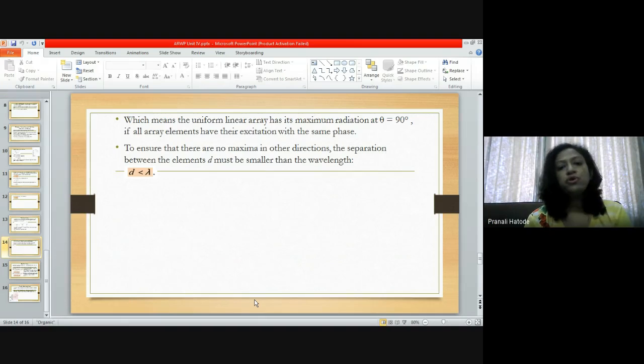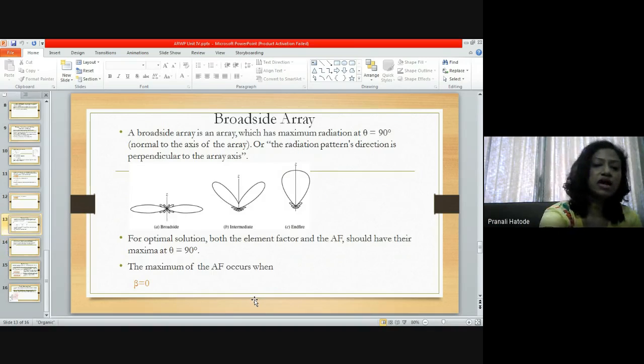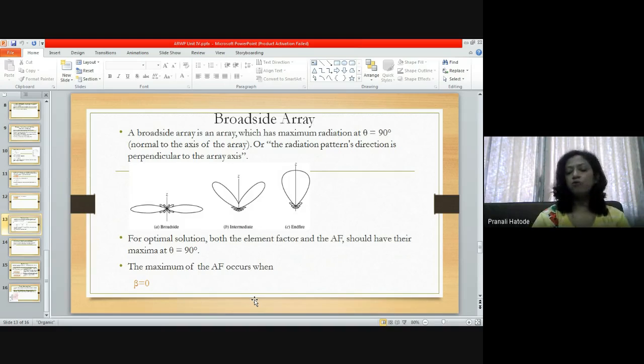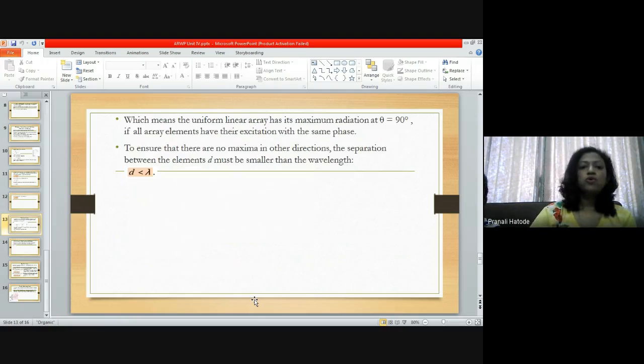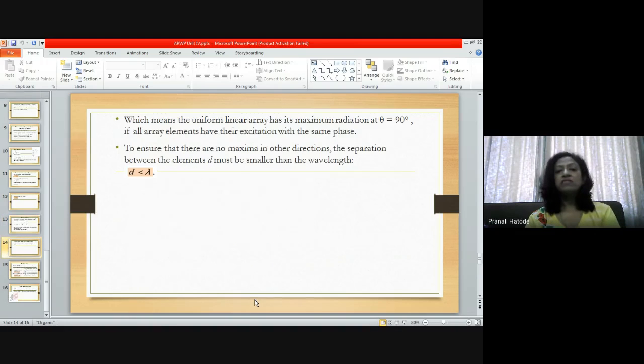Now, to ensure that there are no maxima in other directions, that is the side lobes, as I explained in my previous lecture, all the smaller lobes other than the intended lobes are called side lobes. So, to ensure that there are no maxima in other directions, the separation between the two elements, or the distance between the two elements, must be less than the wavelength. Okay.